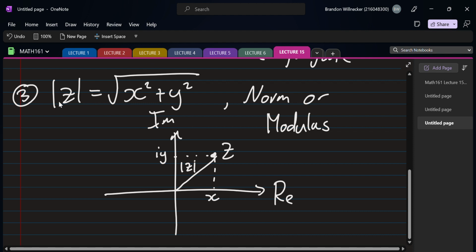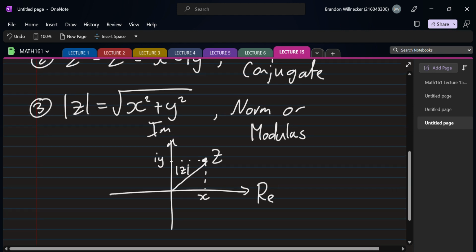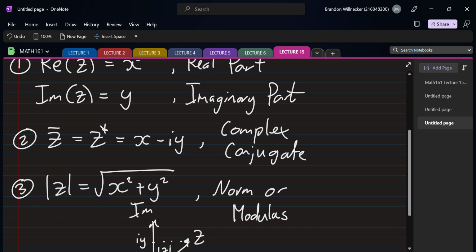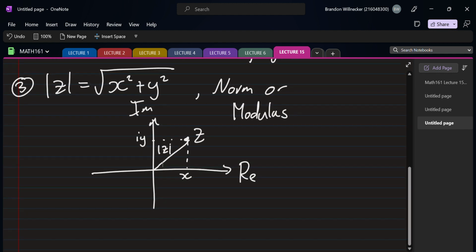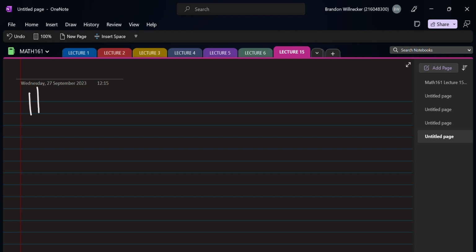Later on we will add some more notation and work with this a bit more. But for now, I just want to define what these mean. So let's get into the homework.